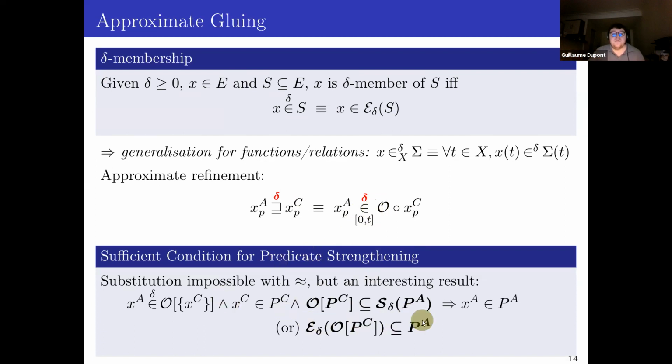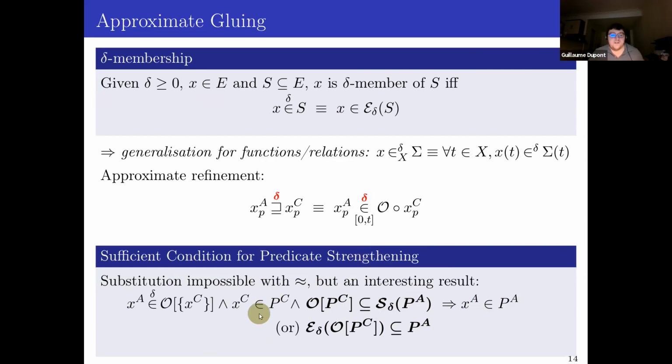But we have a weaker result, which is still a very interesting result, saying that a sufficient condition to deduce XA in PA when you have XC in PC is that the observation of PC is in the shrinking of PA, or that the expansion of the observation of PC is in PA. So basically, to prove this kind of formula, where you need to prove XA in PA when you have XC in PC, which is called predicate strengthening, a sufficient condition is to have the observation of PC included in PA, plus some headroom.